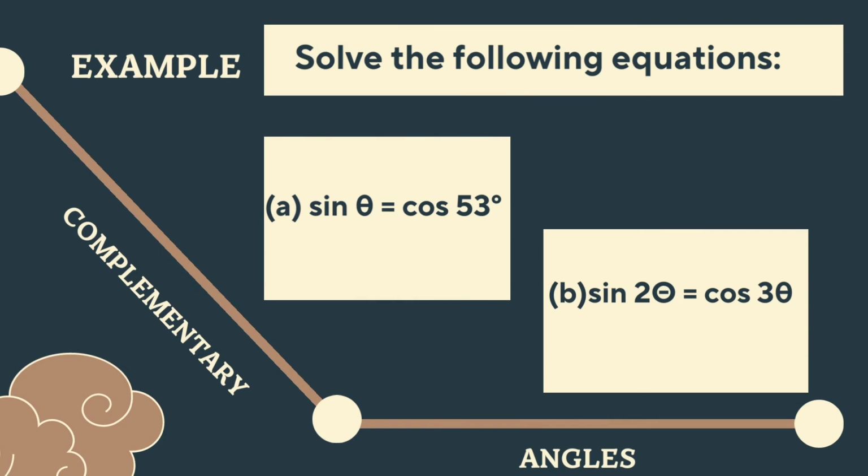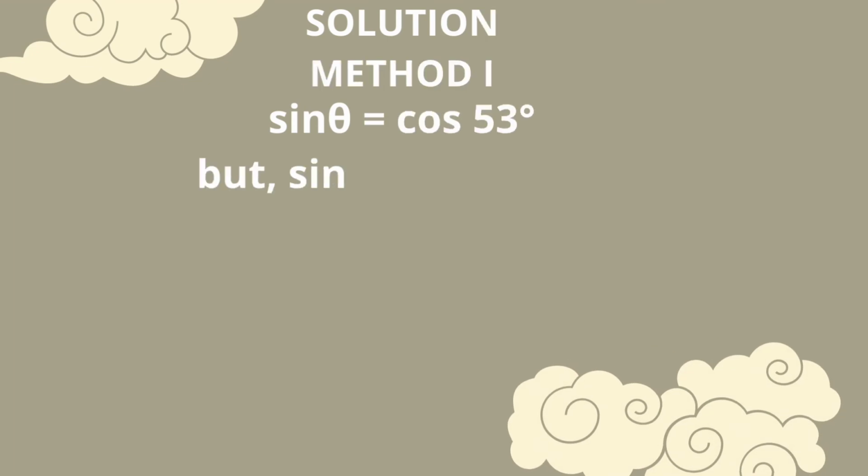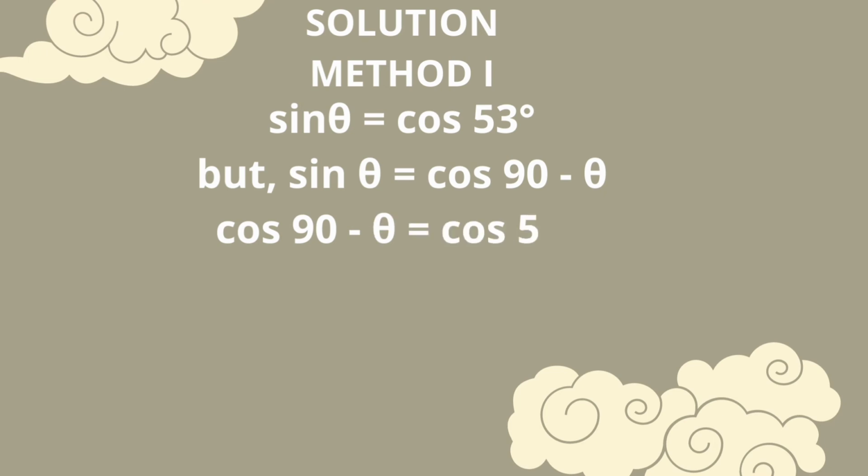Solve the following equations. A: sine theta is equal to cos 53 degrees, and B: sine 2 theta is equal to cos 3 theta. There are two methods which you can use to solve this particular problem, and I will teach you the two methods. The first is that sine theta is equal to cos 53 degrees, which is the question. But we know that sine theta is equal to cos of 90 minus theta.